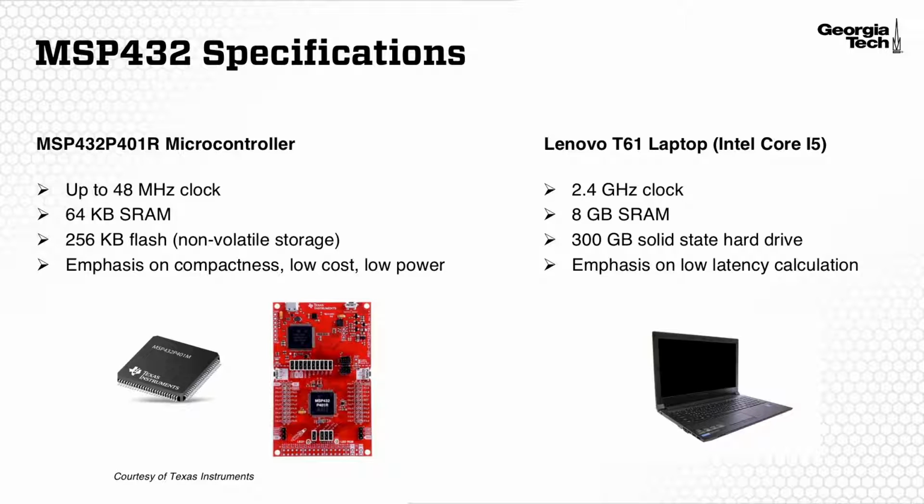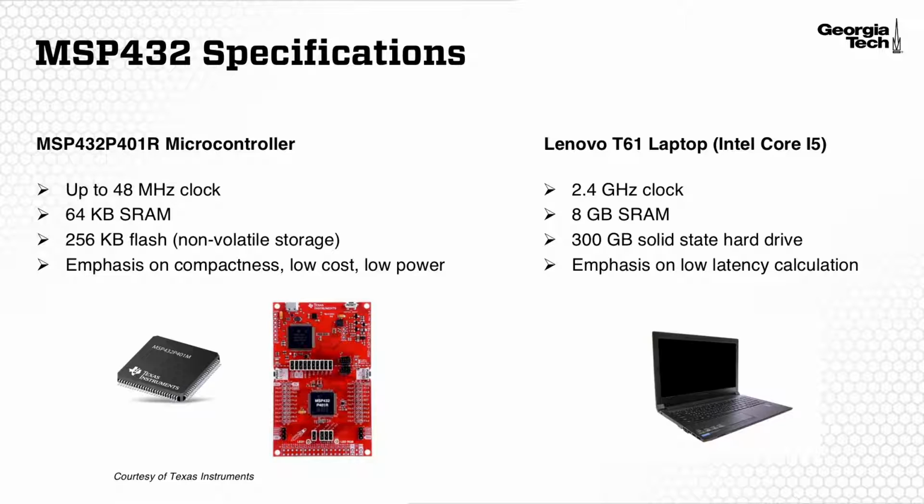The MSP432 specifications are listed in this slide. The clock rate of the MSP432 is configurable up to 48 megahertz. There's 64 kilobytes of RAM, 256 kilobytes of flash memory, and the design of the MSP432 emphasizes compactness, low cost, and low power.